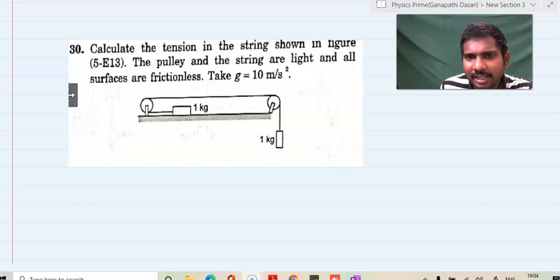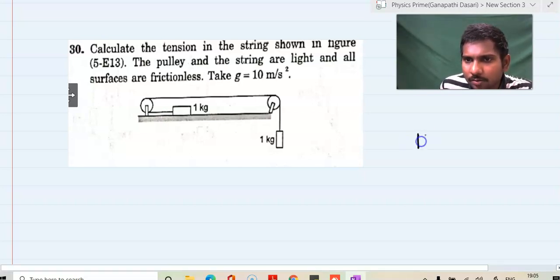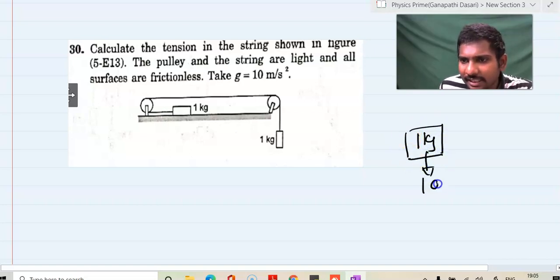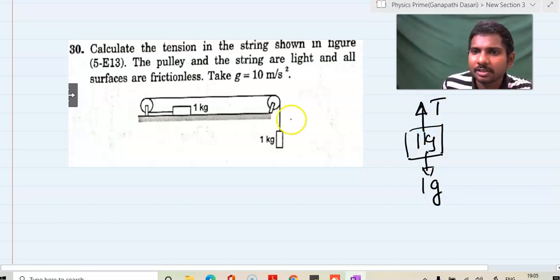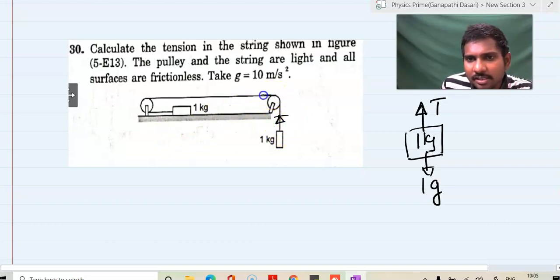If we draw the free body diagram for these two blocks, the 1 kg block will have 1g in the downward direction and tension in the upward direction, pulling it. Then this is a connected continuous string, you see, the entire string.